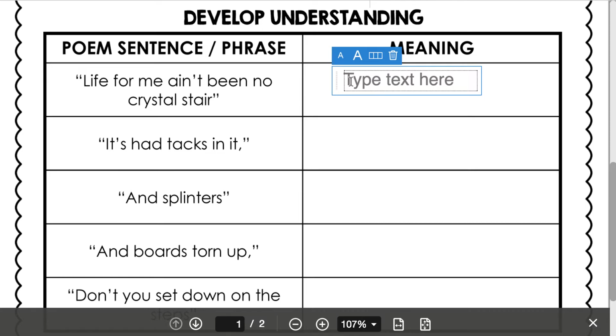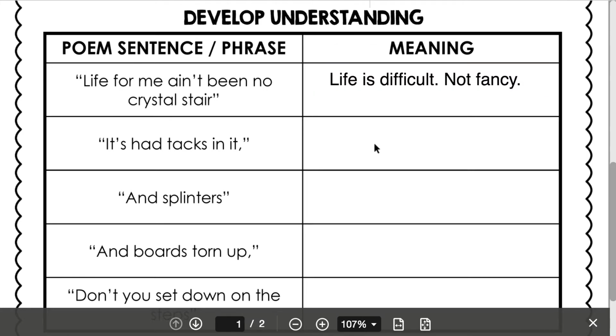I think, because poetry is subjective, which means everybody gets their own opinion on it, they get their own take from it, but I think this just means that life is difficult. It's not an easy thing, especially for this mother that's sharing. It's been no crystal stair. When I think of crystal, I think of fancy things, and I'm going to put that, not fancy. It's not been easy. So, life has been difficult. It's not been fancy for this mother that's explaining this to her son.